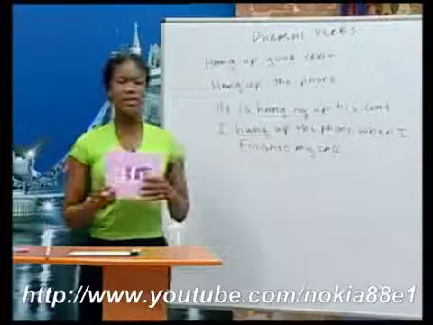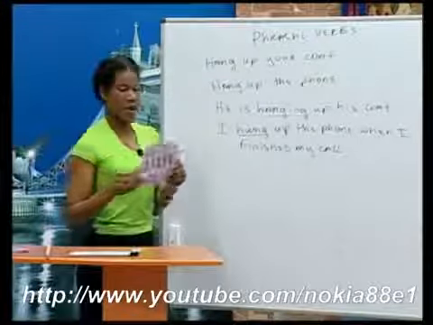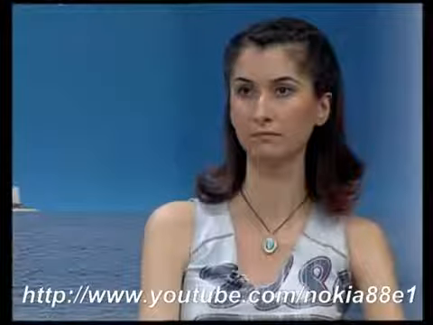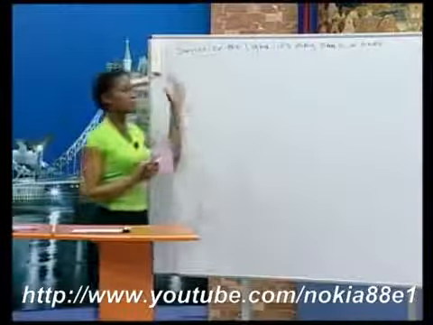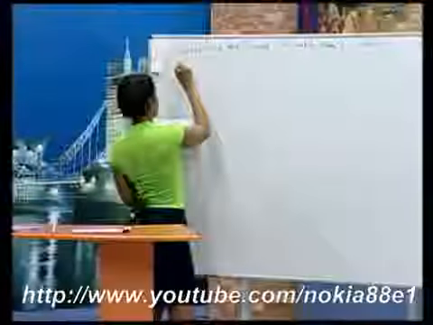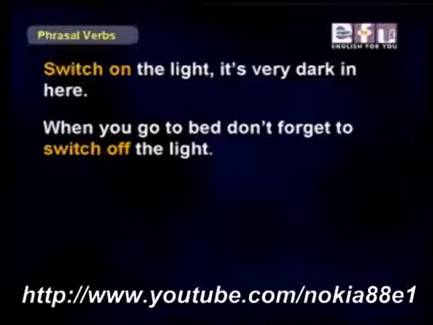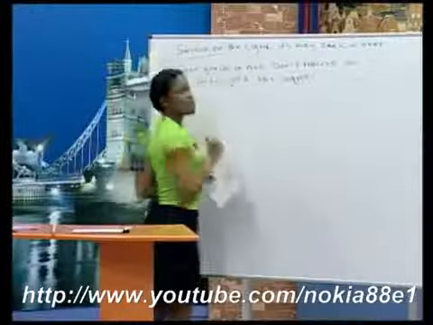Okay, let's look at some examples of sentences with phrasal verbs so that you can see how we use them. First example, switch on the light. It's very dark in here. Second example, when you go to bed, don't forget to switch off the light.